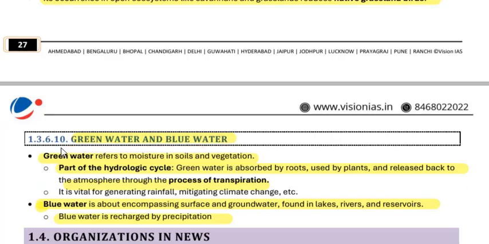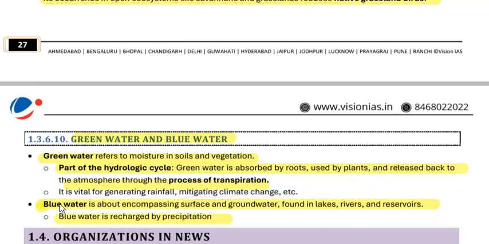Next is green water and blue water. Green water refers to moisture in the soil and vegetation. It means the water which is absorbed by the plant. It is part of the hydrological cycle. Green water is absorbed by the roots, used by the plants and released back to the atmosphere through the process of transpiration, which is also important. This is written here: it is vital for generating rainfall, mitigating climate change, etc. This is green water.